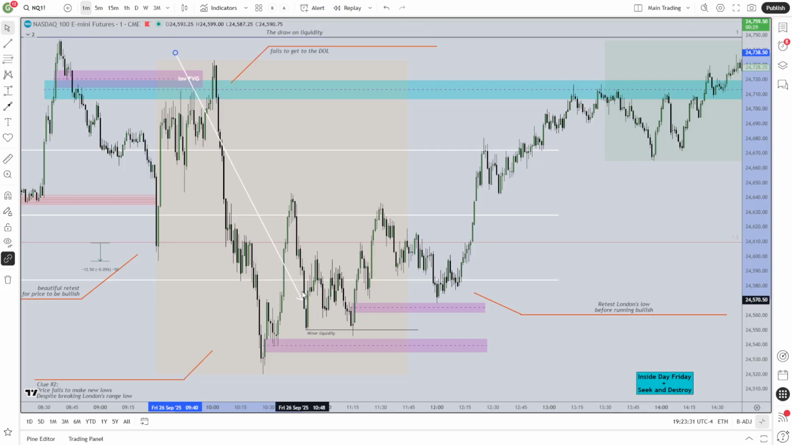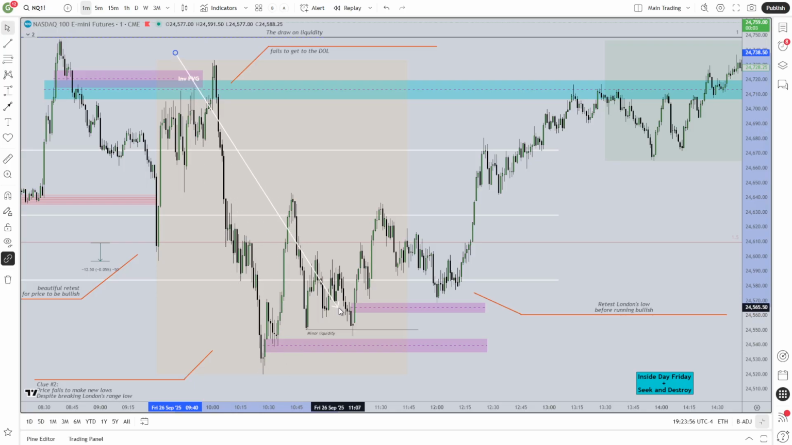So in this case, we have this aggressive bullish push up. We then make a low below London's range low. You can see the sensitivity around London's low for bearishness. Price starts to break above, going back into this level here. We push lower. We have internal liquidity, internal liquidity, internal liquidity, external liquidity.